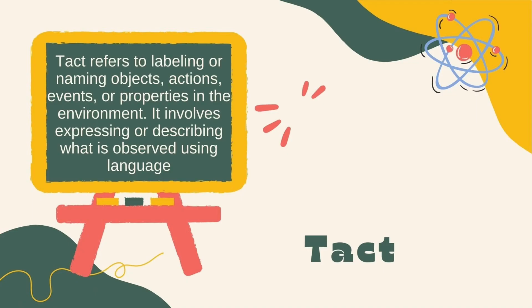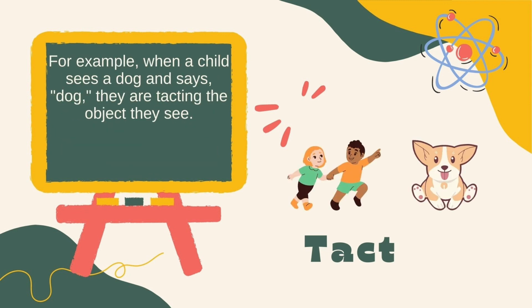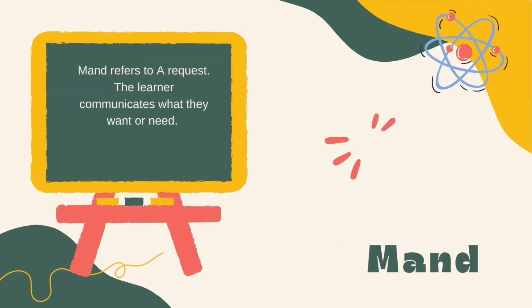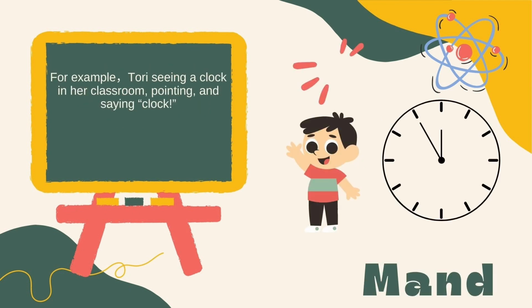Tact refers to labeling or naming objects, actions, events, or properties in the environment. It involves expressing or describing what is observed using language. For example, when a child sees a dog and says, "Dog," they are tacting the object they see. Mand refers to a request. The learner communicates what they want or need. For example, Therese seeing a clock in her classroom, pointing, and saying clock.